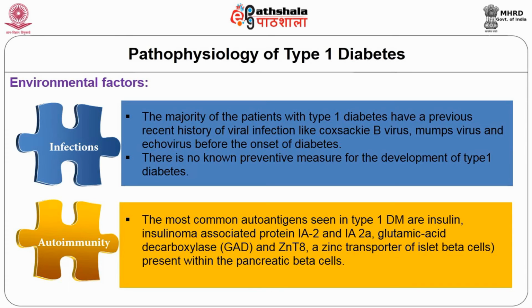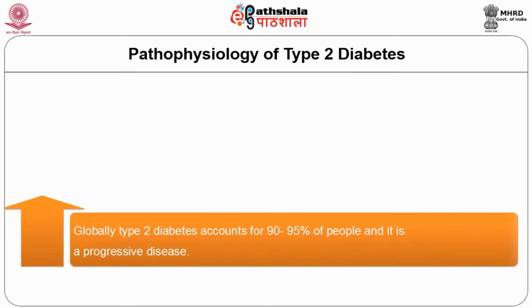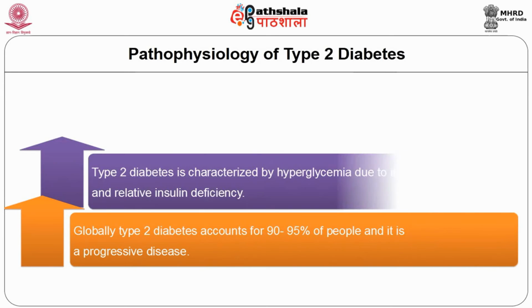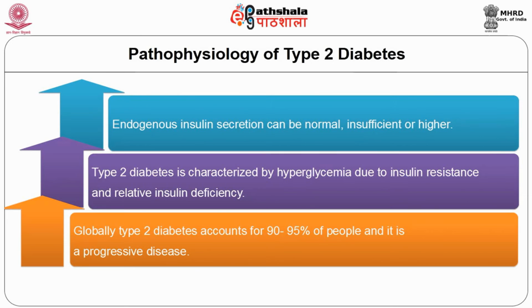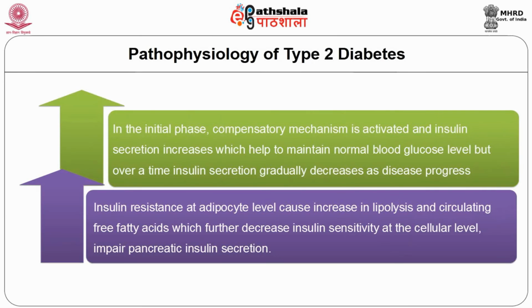And then the pathophysiology of type 2 diabetes. Globally, 90 to 95% of people affected have type 2 diabetes, which is characterized by hyperglycemia due to insulin resistance and relative insulin deficiency. Endogenous insulin secretion can be normal or insufficient. In the initial phase, a compensatory mechanism is activated and insulin secretion increases, which helps to maintain a normal blood glucose level, but over time the insulin secretion gradually decreases as the disease progresses.